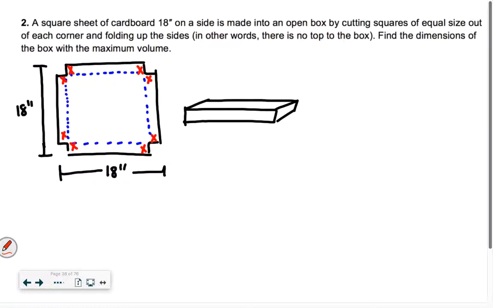So now this blue fold line isn't 18 inches. How much is it? Yeah, 18 minus 2x. So that's like one of these two distances. And then this one also, 18 minus 2x.